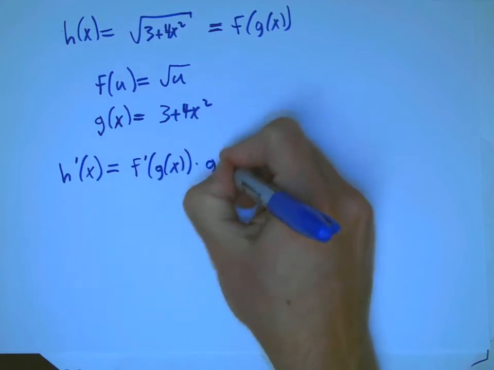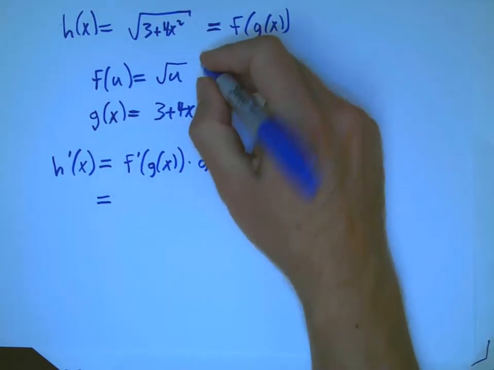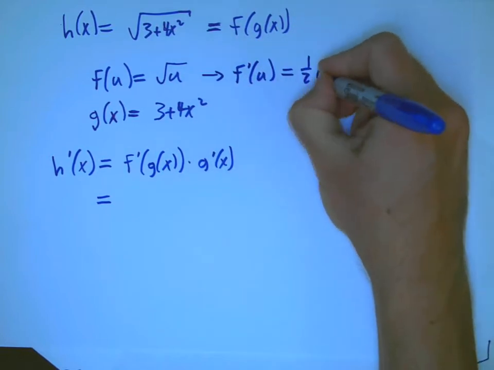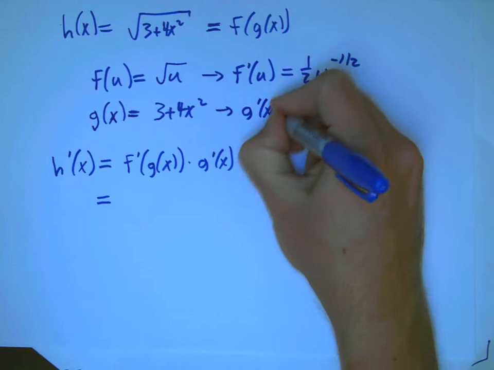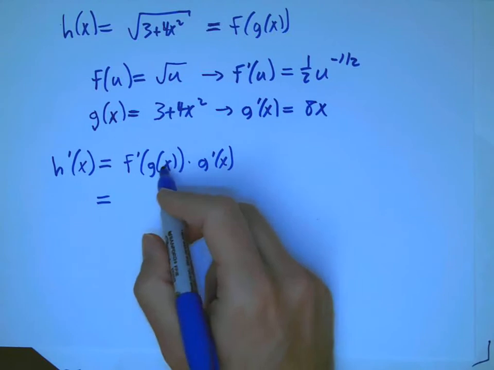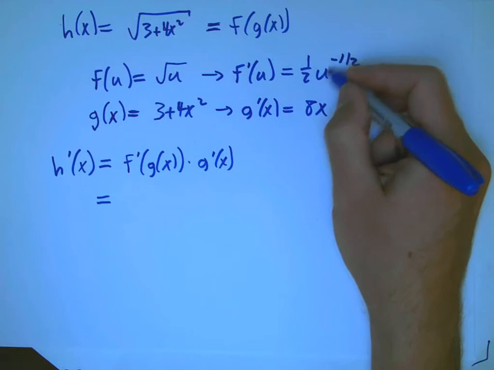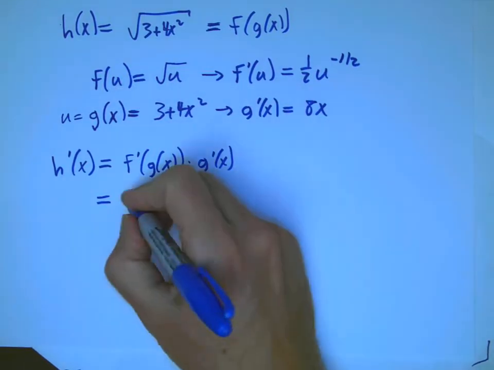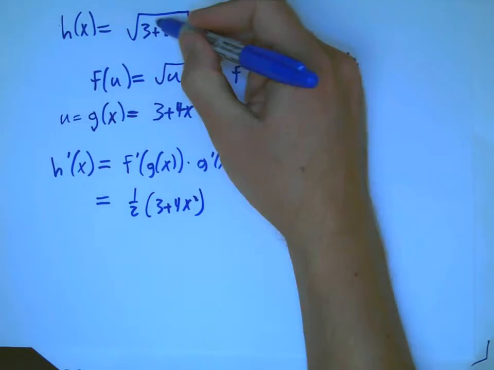So now h prime of x is going to be f prime of g of x times g prime of x. Okay, so what's the derivative of this guy? F prime of u, this is u to the 1/2, so it becomes 1/2 u to the minus 1/2. And the derivative of this guy, g prime of x, is just 8x. So here's f prime of g of x. That reminds us that this u would be a pretty acceptable notation, but we just want to remember that that's a shorthand for the output of g.